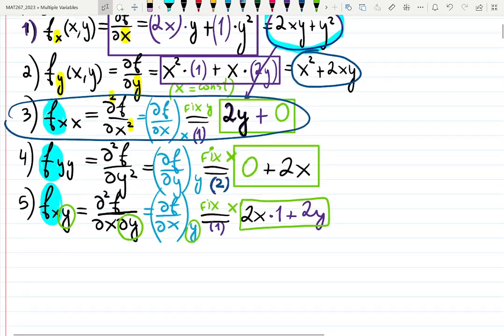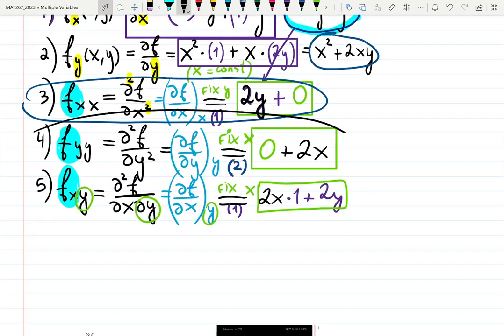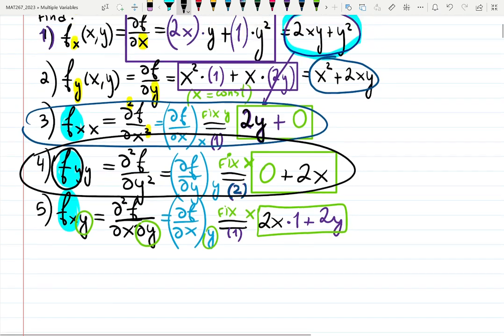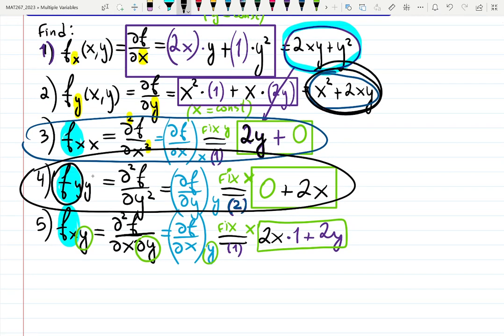Then for number 4, same idea, but let's look carefully. Where to look? F prime y. Okay, here it is. Found it. Now, y is a variable and everything else is a constant. That means x squared is just like 100 squared, and the derivative of x squared is 0. Did that answer your question?